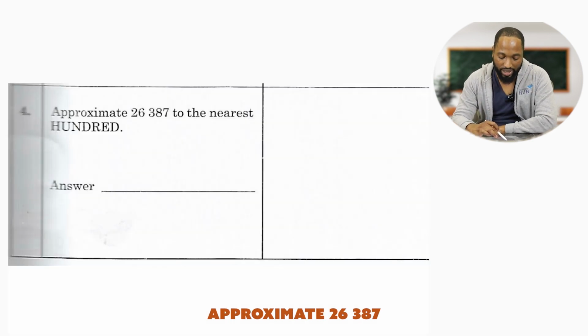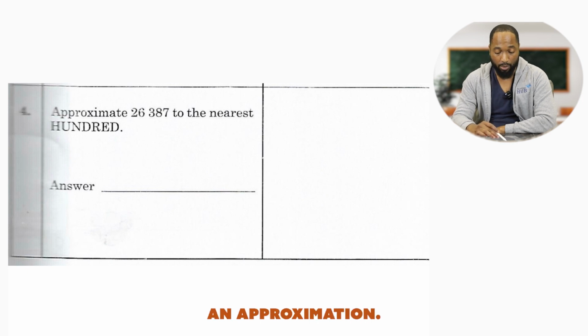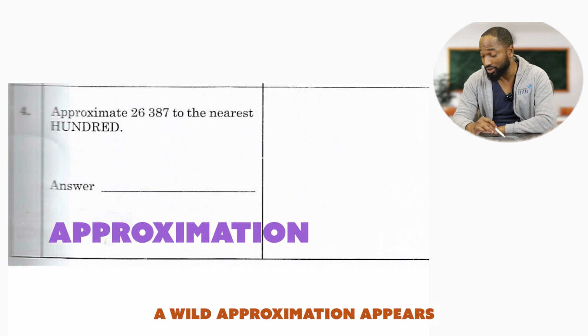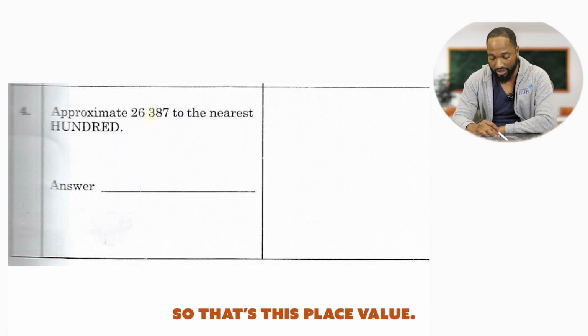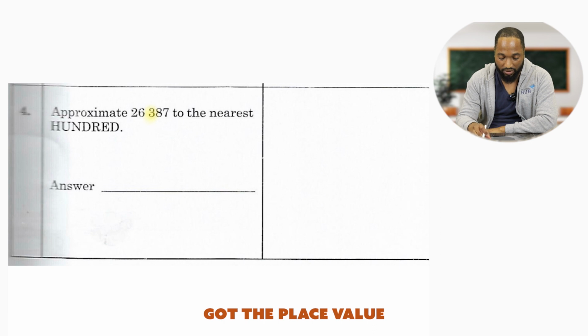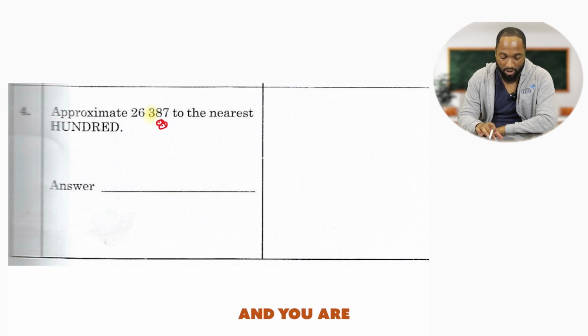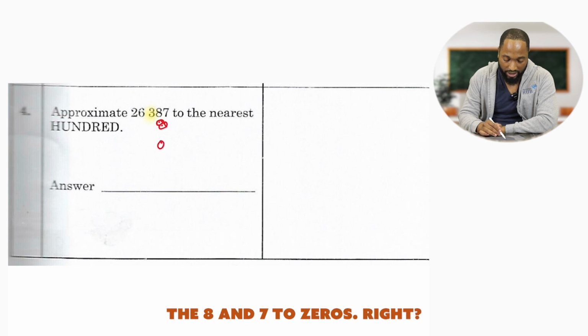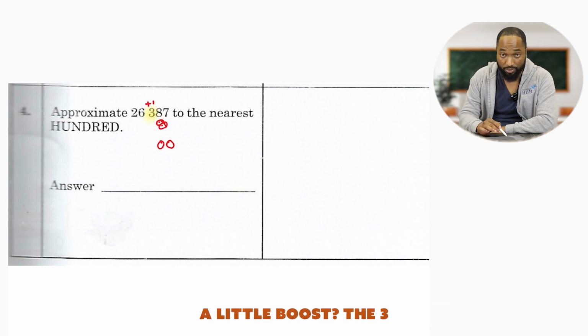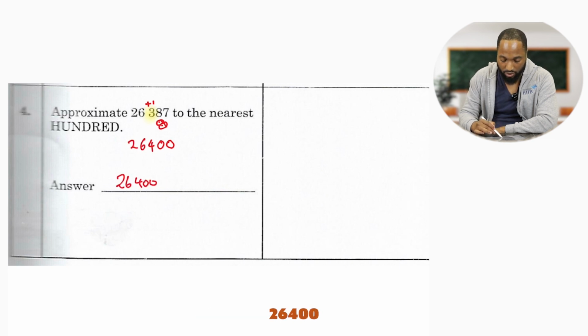Approximate 26387 to the nearest 100. An approximation. A wild approximation appears. To the nearest 100, so that's this place value. And once you've got the place value that you're interested in, you watch the number that comes right after. So my eyes are on you, 8. And you are greater than 5. So I'm going to change the 8 and 7 to zeros. But because this is greater than 5, guess who gets a little boost? The 3. It turns to 4. And this is 264. So this is the answer. 26400 to the nearest 100.